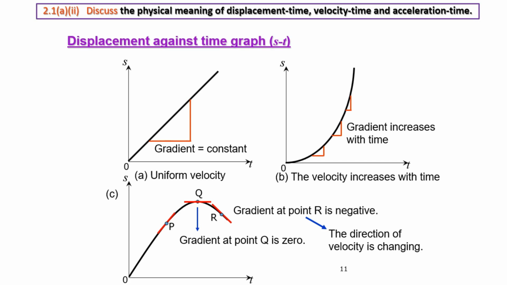While at point Q, showing a horizontal straight line, the gradient is equal to 0, which means the object is stationary or the object does not move.